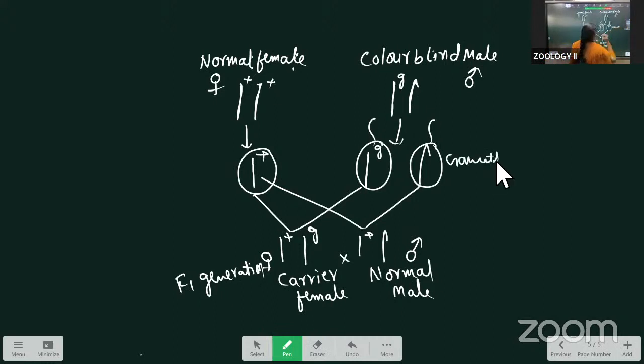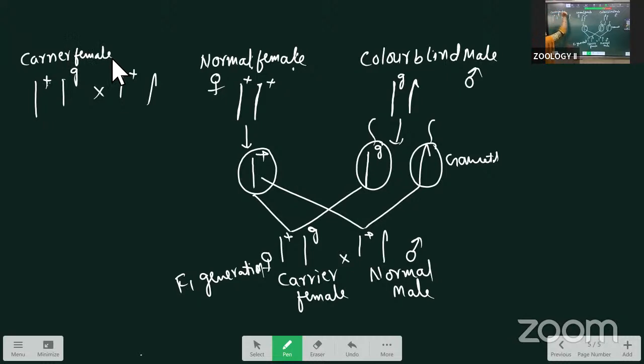These are the gametes. See here, I am drawing this again. Actually I should draw it down, but the space is not there, that's why I am drawing it here. Same as before, I am taking X plus XG, the carrier female, crossed with the normal male. Same like that only. You take the gametes.